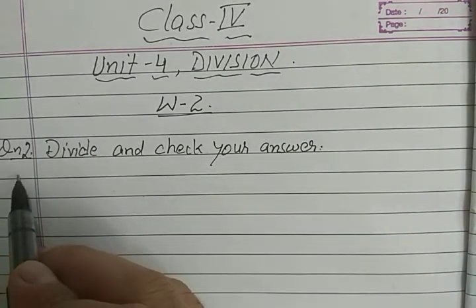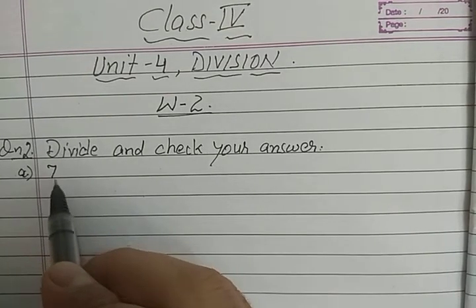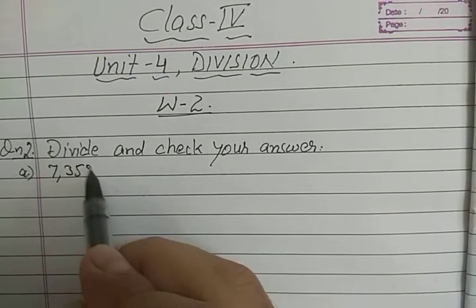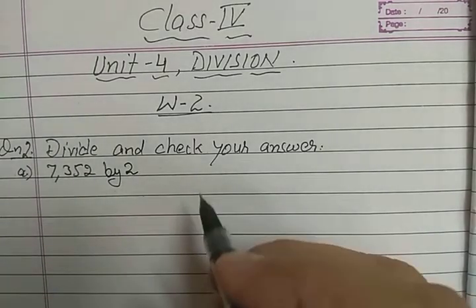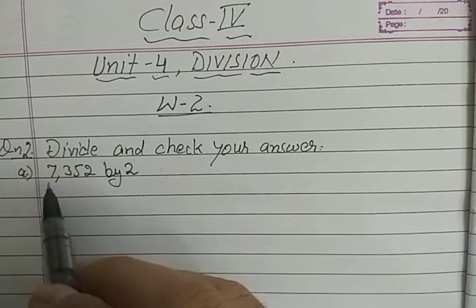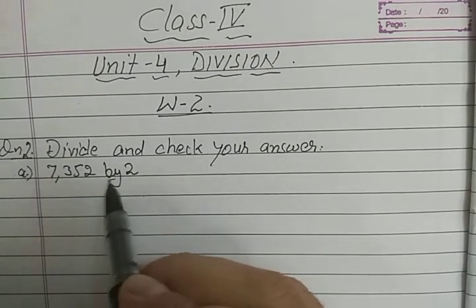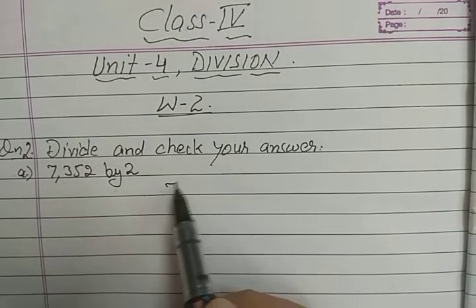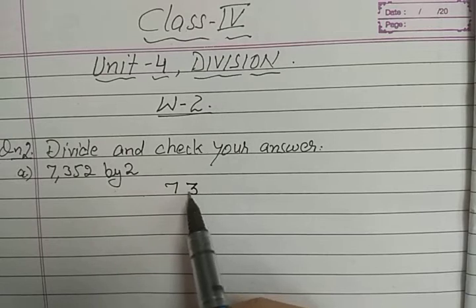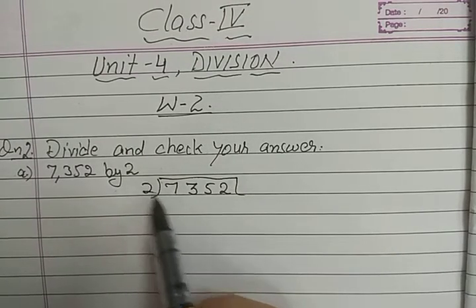So here is the first question, that is 7352 by 2. That means we have to divide this 4-digit number by a single digit number. 7352 divided by 2. Let us divide it.